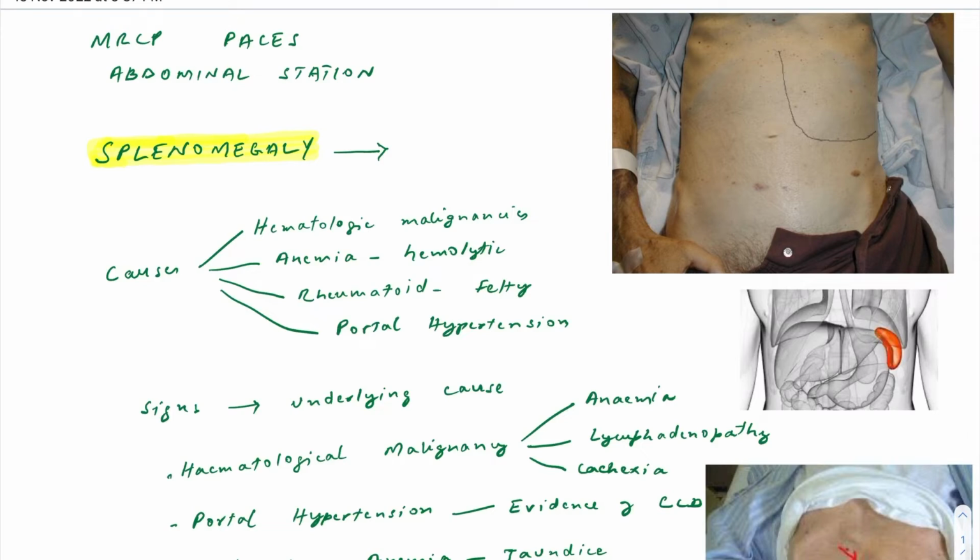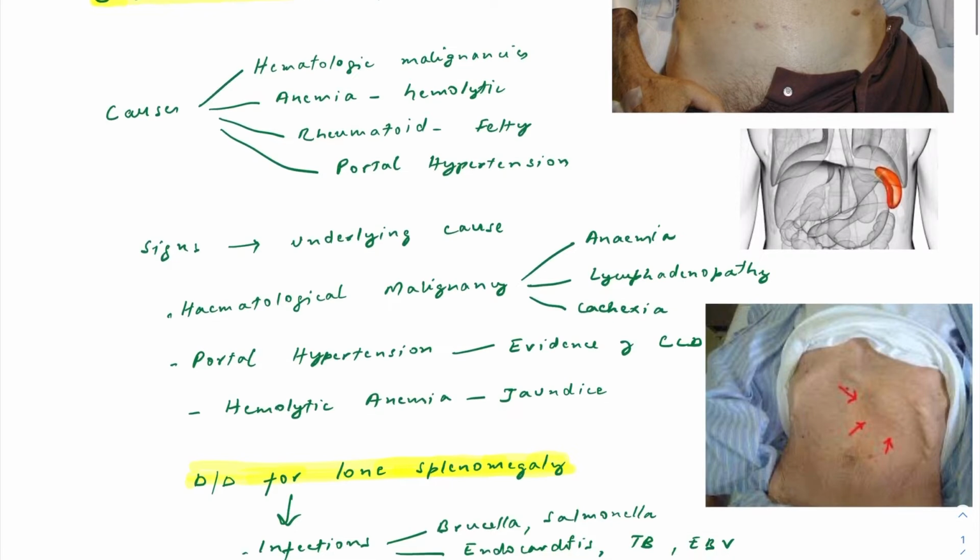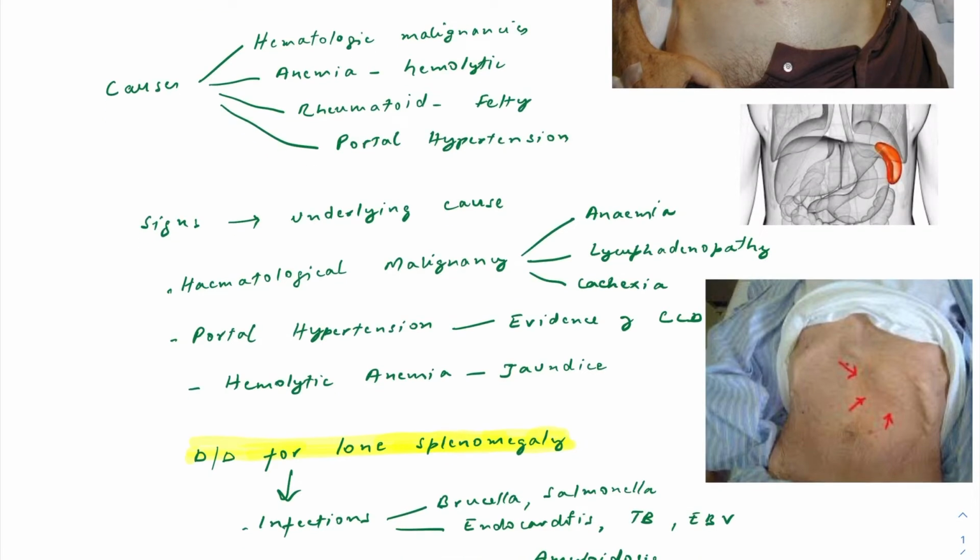Obviously, once we are doing this, we're going to look for signs of any underlying cause. I already talked a bit about it, but let's talk a bit more. Suppose you're thinking about hematological malignancy, then you're looking for anemia, lymphadenopathy, or cachexia; obviously portal hypertension, evidence of CLD; and if you're suspecting hemolytic anemia, the patient has jaundice, then you will start thinking about hemolytic anemias causing the splenomegaly.